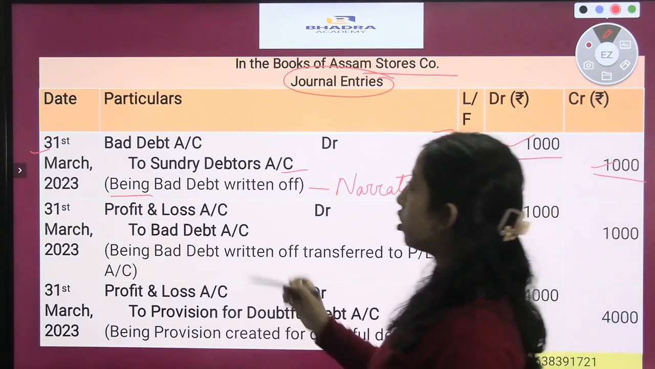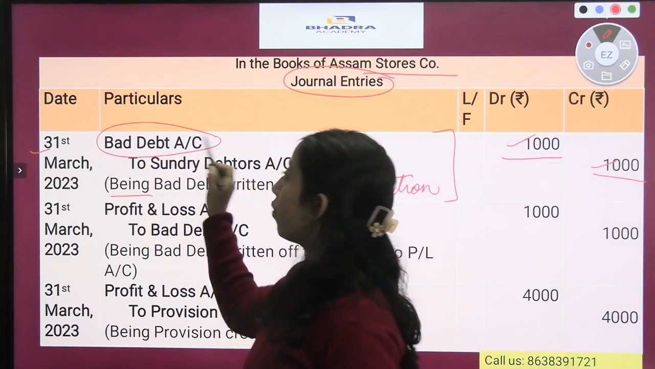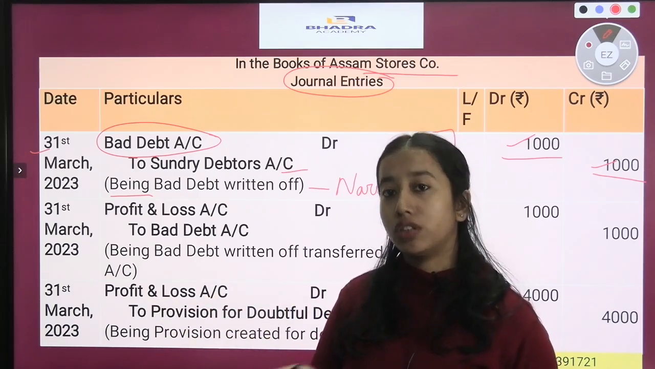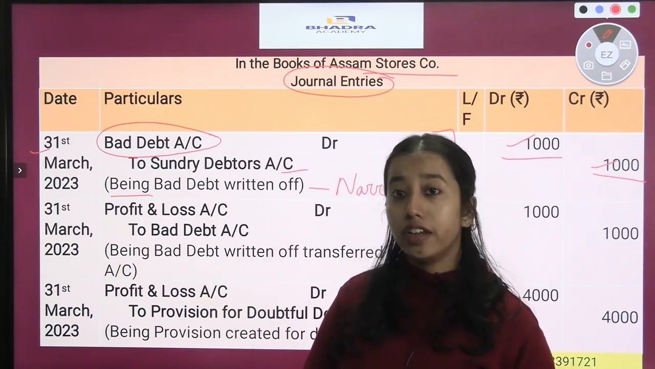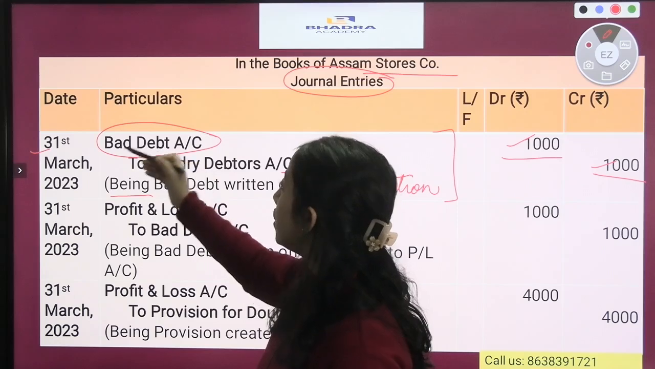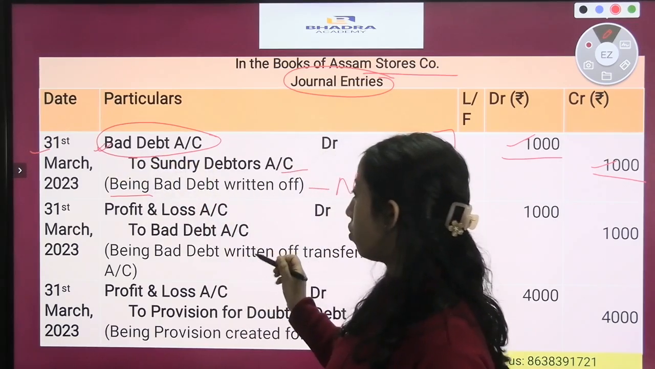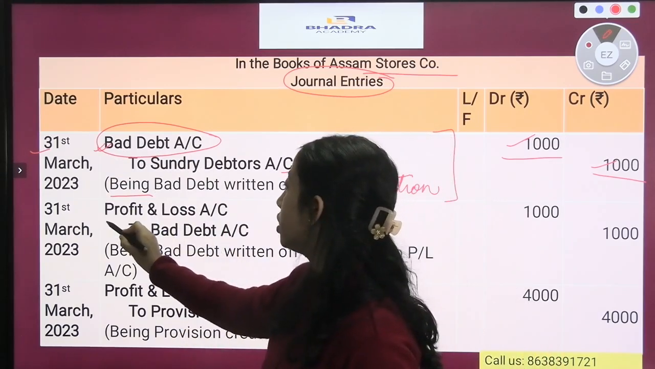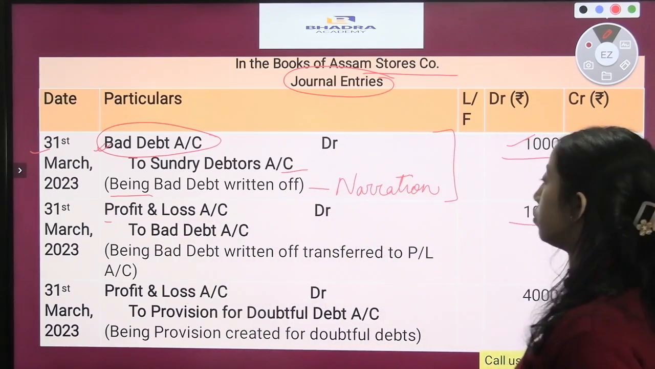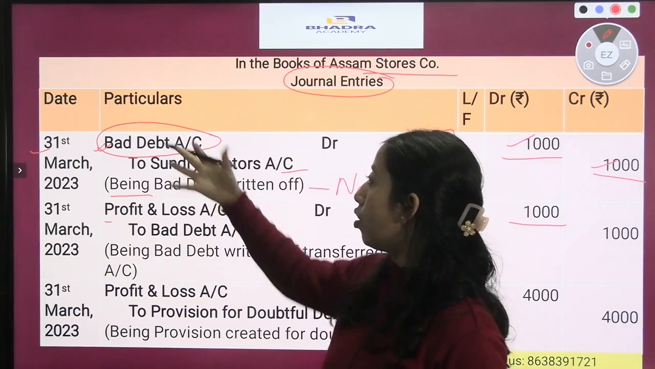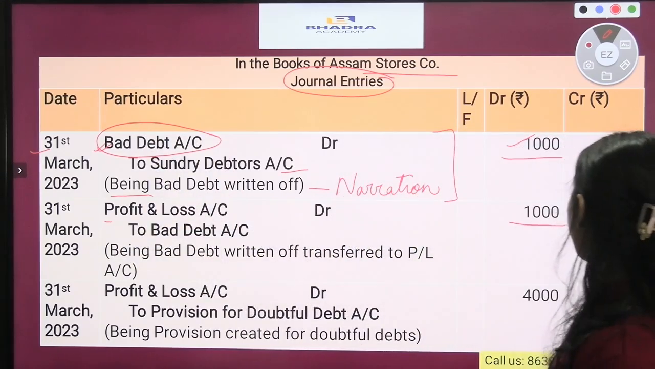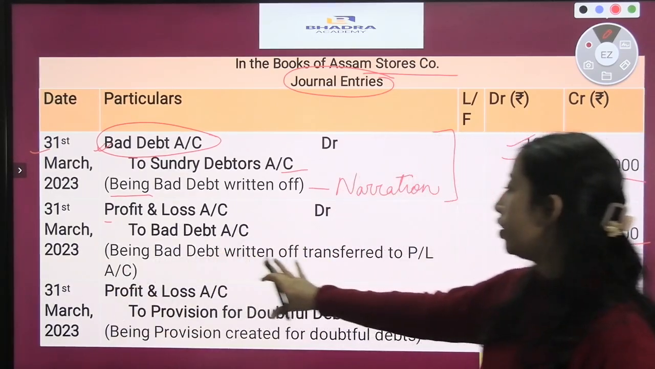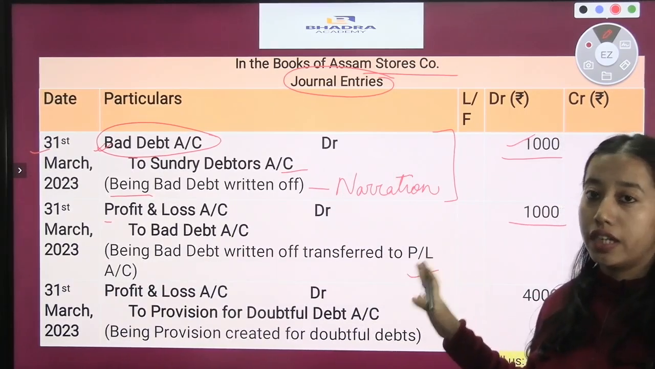Now next, because bad debt is an expenditure, what do we do with expenditure at the end of the accounting period? We record that in the profit and loss account. That means we transfer it to the profit and loss account. So we will transfer this bad debt to the profit and loss account, and the profit and loss account will be debited. We write it as profit and loss account debit rupees 1000 to bad debt account. Because we have transferred it, we credit this account rupees 1000. Then we write the narration: being bad debt written off, transferred to profit and loss account.